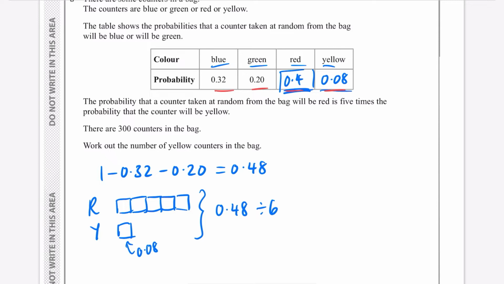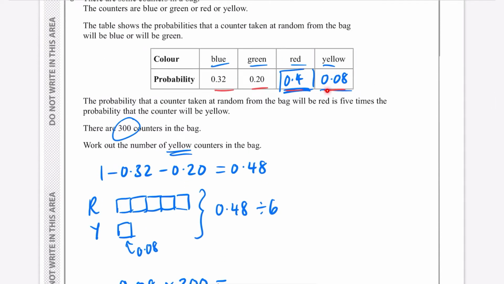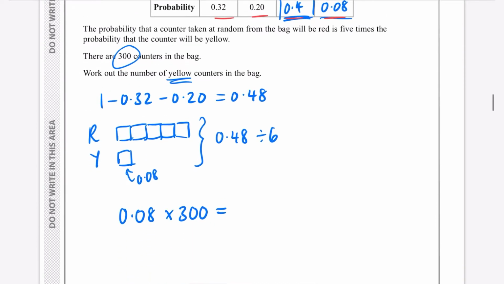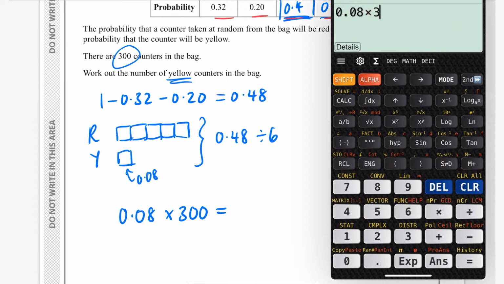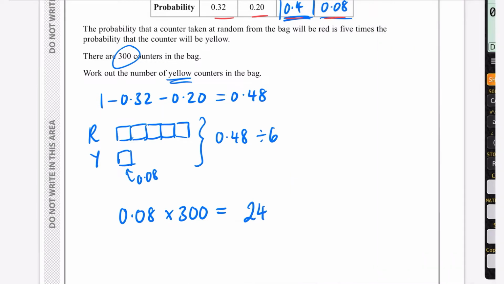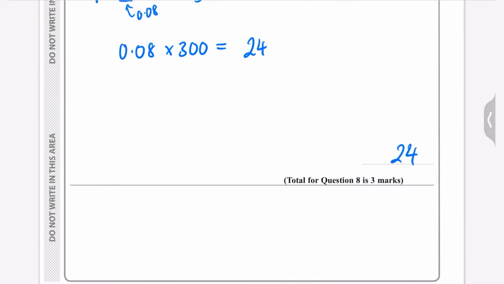Now we're just going to work out how many of them are yellow. So you take the number of counters that there are in the bag, you multiply that by the probability of yellow. So you do 0.08 and you multiply that by 300. Because it's really saying that the probability is 8%, so you're actually finding like 8% of 300. So I can be lazy and do this on my calculator. 0.08 times 300 is 24. So there are 24 yellow counters. Again, you can write it on the line if you want to.